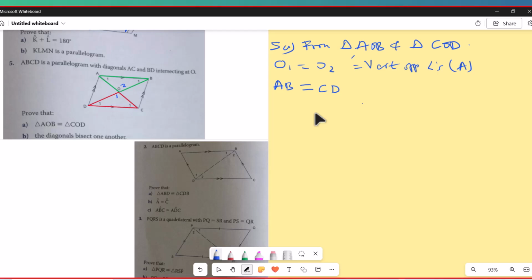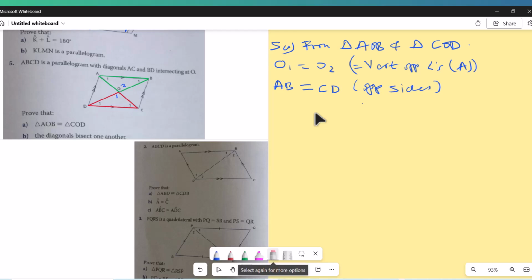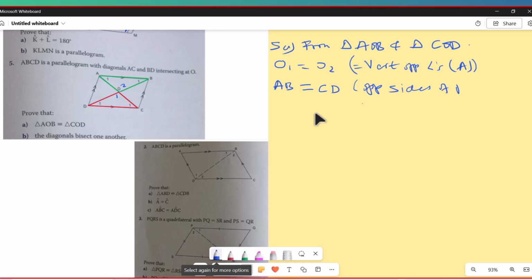Is it because it's given? No, we say because these are opposite sides of a parallelogram. We don't say given. We say opposite sides of a parallelogram. We say that they must be equal, isn't it? I forgot to write it properly here. Opposite sides of a parallelogram. Okay? So these are sides. I'm going to put S in brackets here.